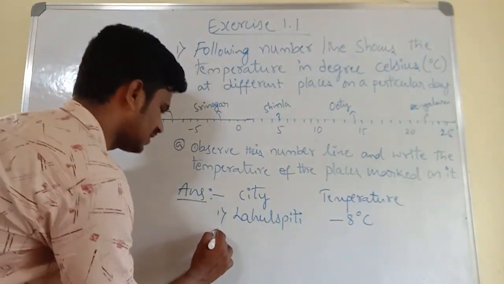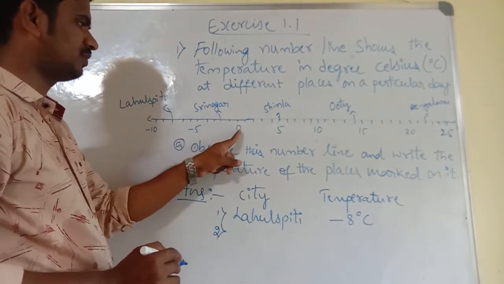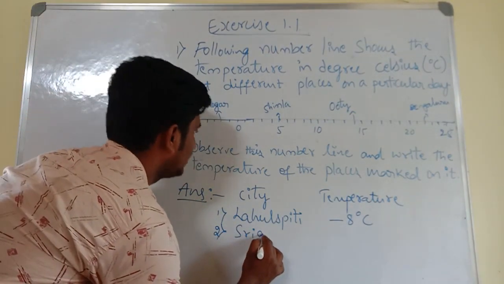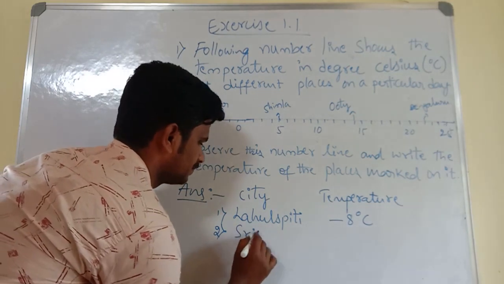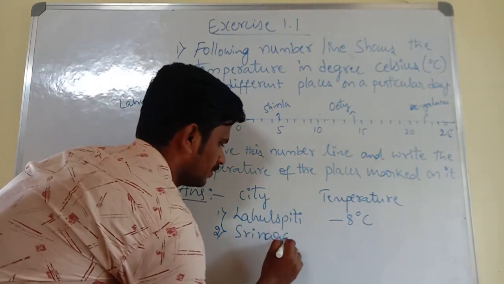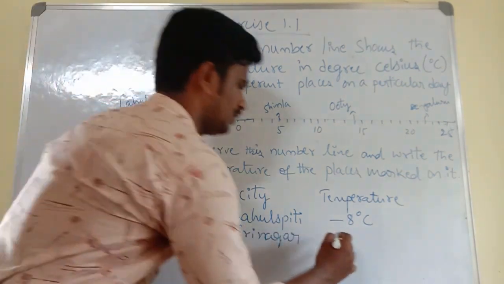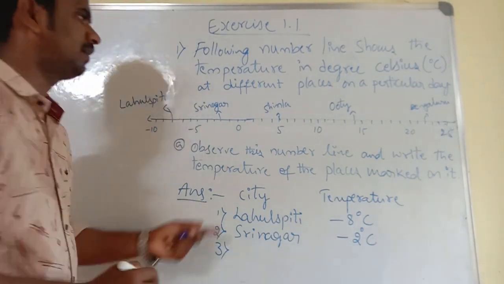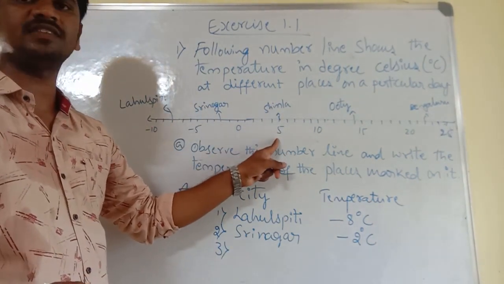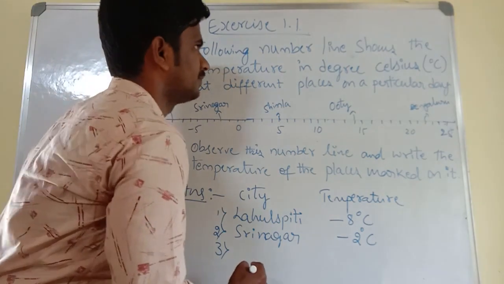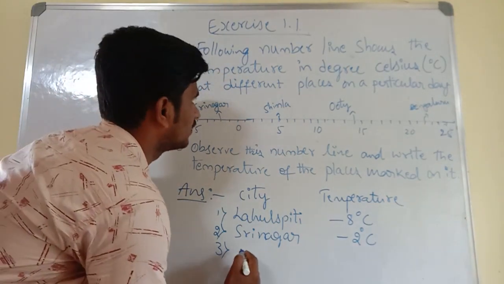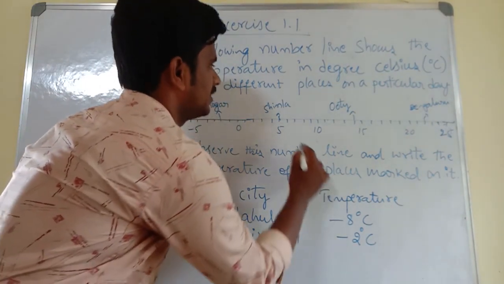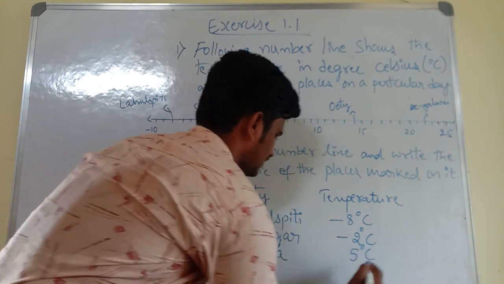Next, second one, Srinagar. So this is 0, minus 1, minus 2. That is the city Srinagar. Srinagar has minus 2 degrees Celsius temperature. Next, third one, Shimla. Directly we can say that it has 5 degrees Celsius. That is Shimla, having 5 degrees Celsius.